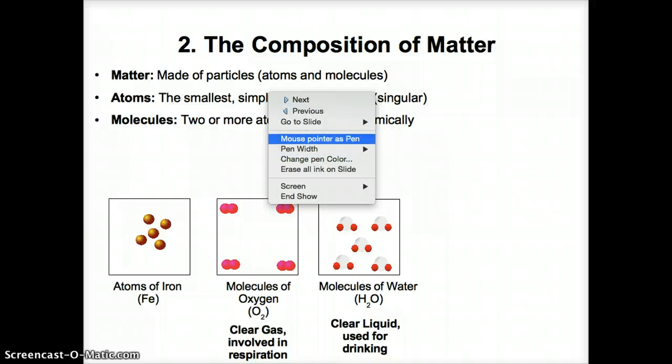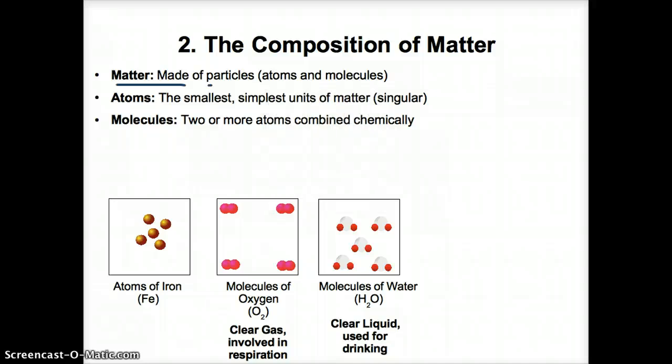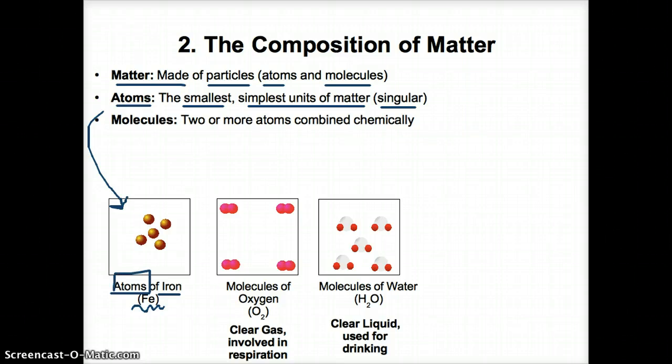Next, let's discuss matter's composition. Matter is made up of particles, specifically atoms, molecules, and on occasion ions. Atoms, first off, are the smallest, simplest units of matter, and they are singular in nature. For example, here we have many atoms of the element iron represented by the chemical symbol Fe. Notice here that each atom of iron is represented by a single brown sphere. So each of these single brown spheres represents the smallest, simplest unit of the element iron. And each of these is singular in nature.